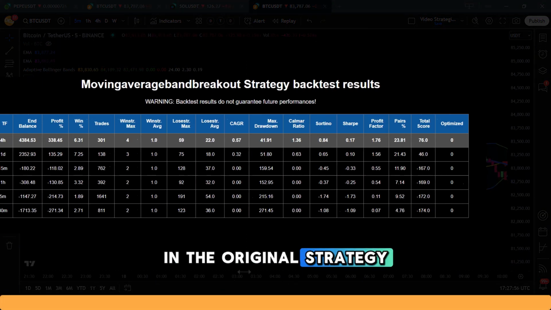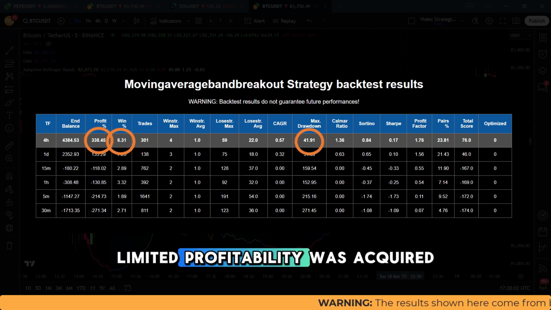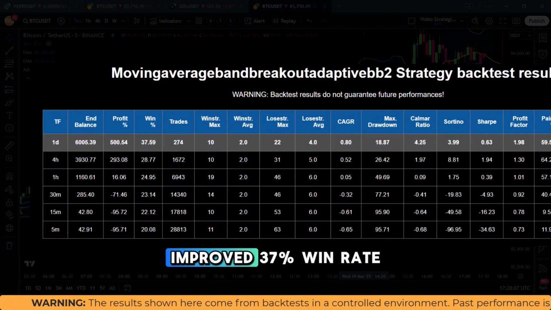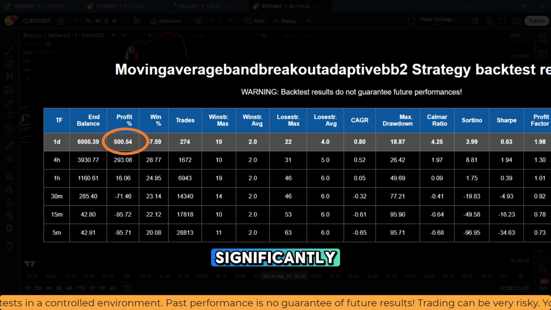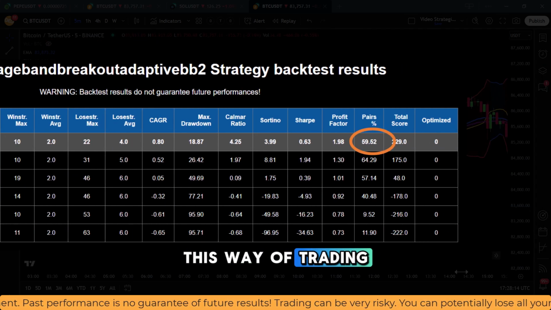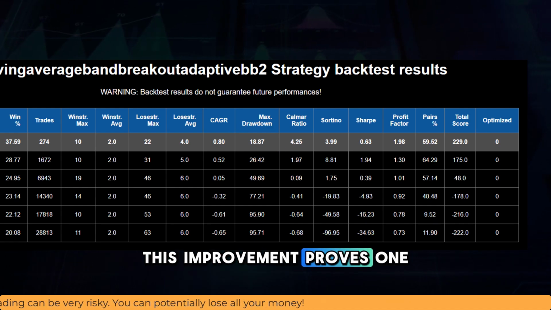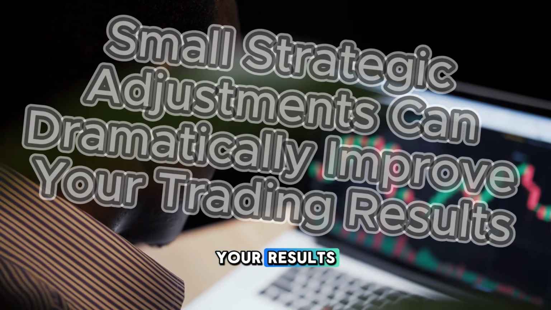In the original strategy, only a 6% win rate, huge drawdowns and limited profitability were achieved. But with the adjusted strategy, there is a hugely improved 37% win rate, hypothetical profits increased significantly, more crypto pairs favor this way of trading, and finally drawdowns were cut by half. This improvement proves one key point. Small strategic adjustments can dramatically change your results.